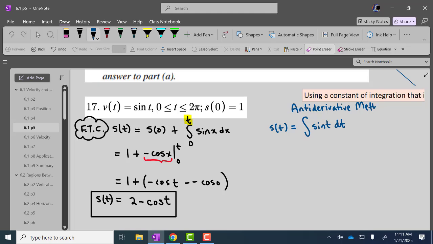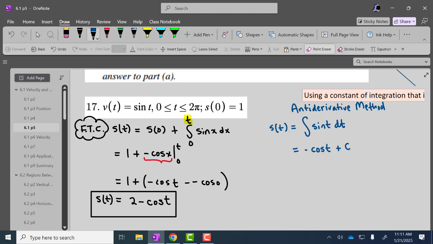And it's totally fine if you want to use this method on the test. Again, the FTC method is preferred, though, because it generalizes more easily, and it also demonstrates some concepts really nicely. That the future position is the initial position plus the change in position. The change in position is a function. So there's a lot more concept built into this method. This method is more sort of plug and chug. Here we would have minus cosine of t plus constant of integration.